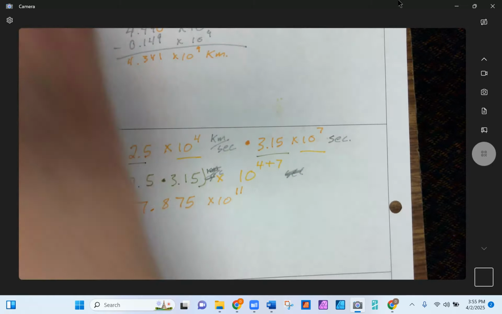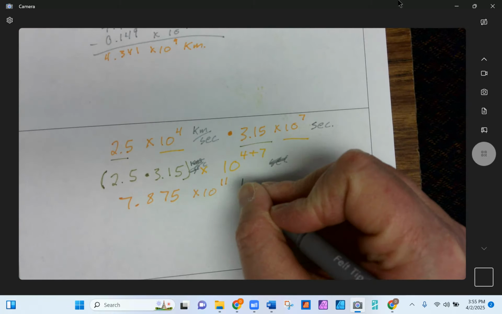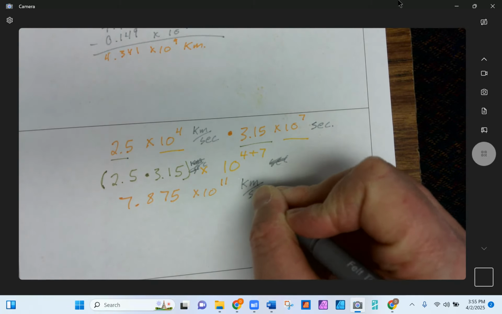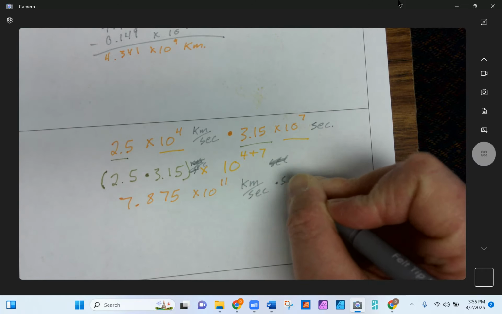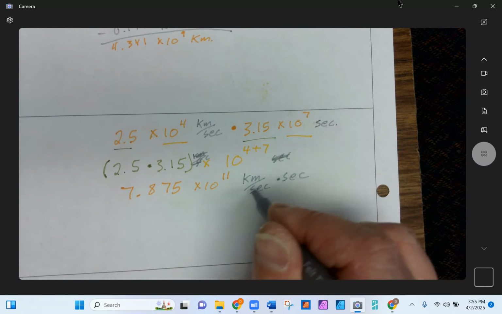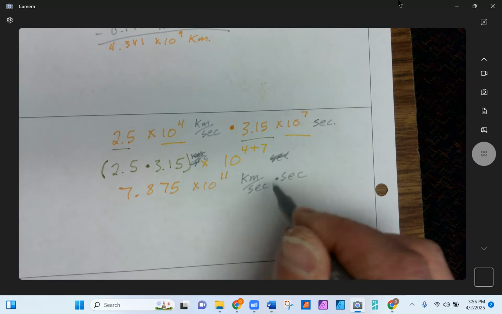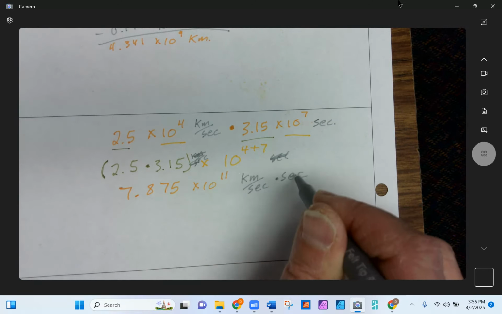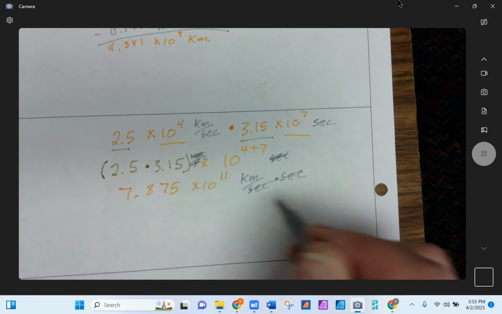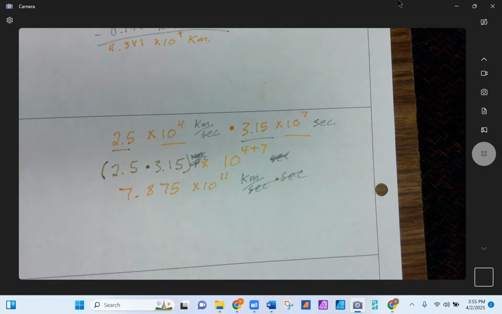Now, this is when I'm going to add my units back in here, because we have kilometers per second multiplied by seconds. Now, you should realize that this is a fraction, so it's a division problem, so it's a ratio, right? So seconds divided by seconds is canceled out, and you're left with kilometers, which we're looking for distance, so we're good to go, right?